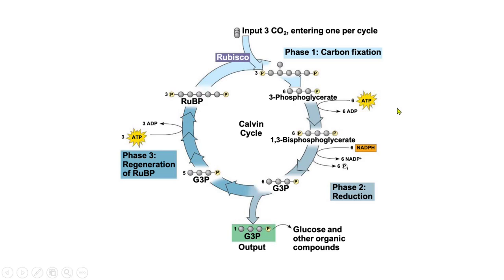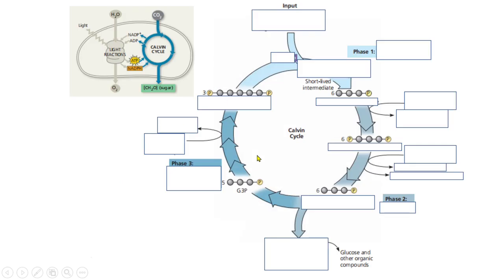So we need to take note of the number of ATPs here, the number of NADPH here, the number of ATPs needed here, and of course don't forget the names: 3-phosphoglycerate, 1,3-bisphosphoglycerate, G3P, glyceraldehyde 3-phosphate, and ribulose 1,5-bisphosphate. So those are the important things that happen in the Calvin cycle. So let's try to remember all of this.